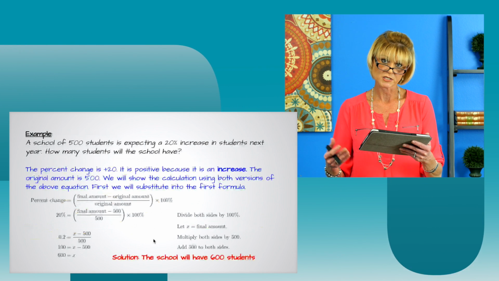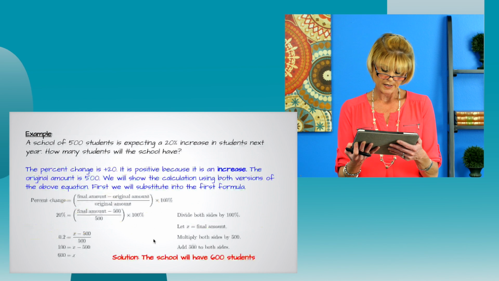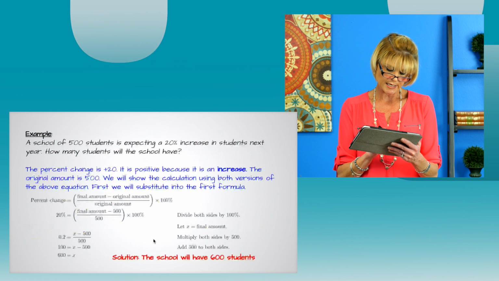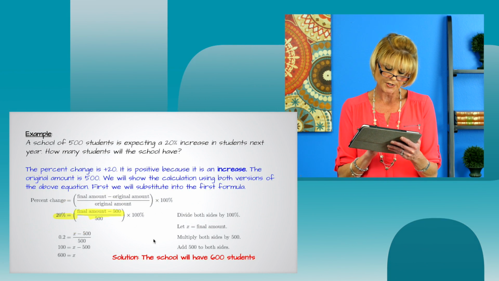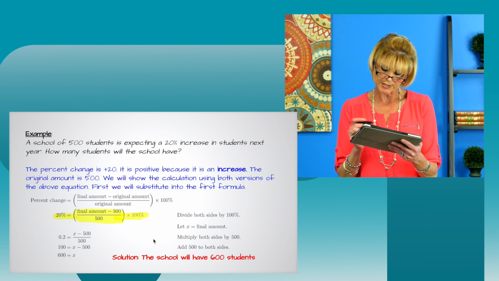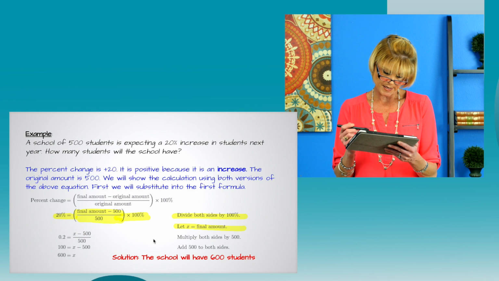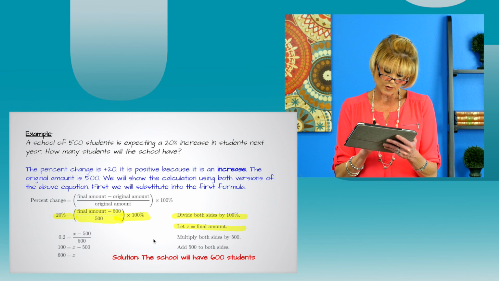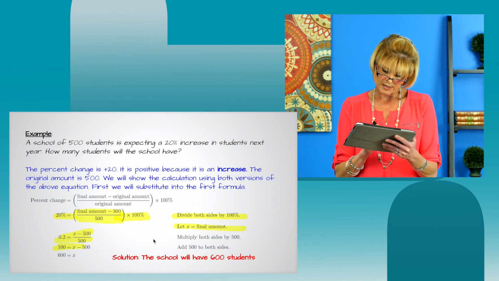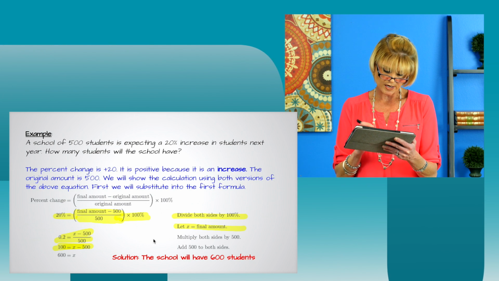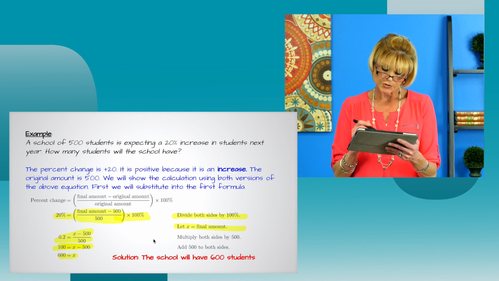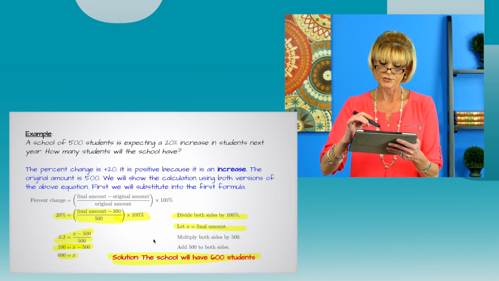First we're going to substitute into the first formula. So we have 20% equals the final amount minus 500 divided by 500 times 100%. Divide both sides by 100%, letting x equal the final amount. Once we continue solving the equation, and here we would add 500 to both sides, we come up with x equals 600. So the school will have 600 students.